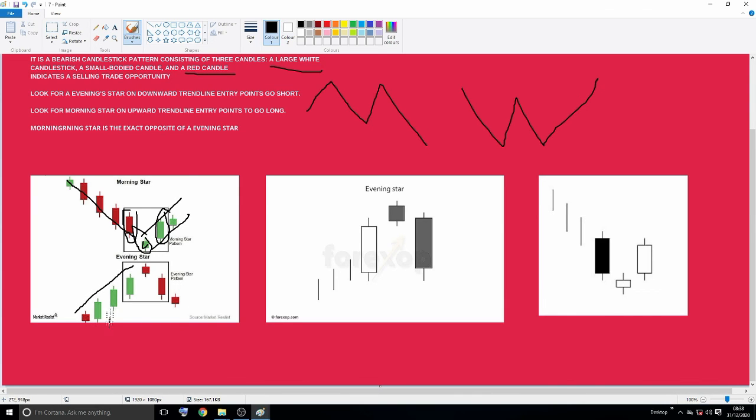And then the evening star is the exact opposite. We have this market going up, and then we have this candlestick and this, and then we are looking to start selling. So these candlestick formations can be profitable, but sometimes they can take a long time to form and sometimes you may not even see them because they won't be as clear as they are in the examples.